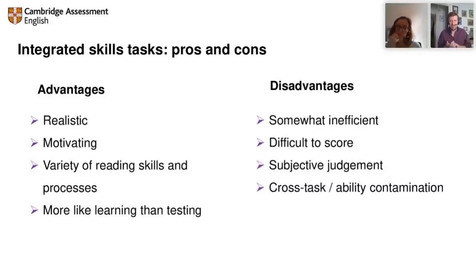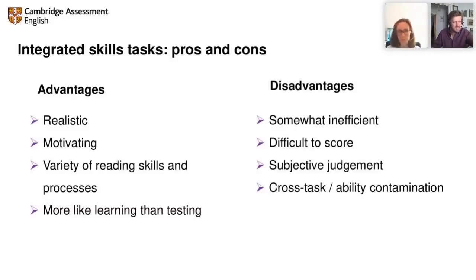Again, they're harder to score, harder to mark, can involve much more subjective judgment. And there's always the possibility of cross-task contamination or cross-ability contamination. So if we are just trying to test scanning, for example, but we're using an integrated skills task, or listening and speaking is probably a better example. Our speaking tests obviously involve a degree of listening as well. So you're not necessarily focusing on just one skill. There's always going to be a combination in integrated skills tasks.